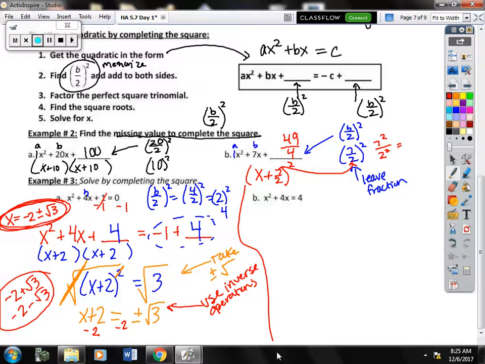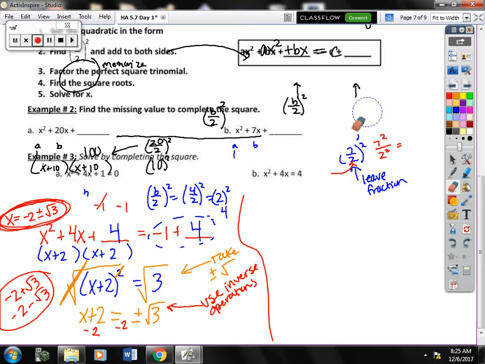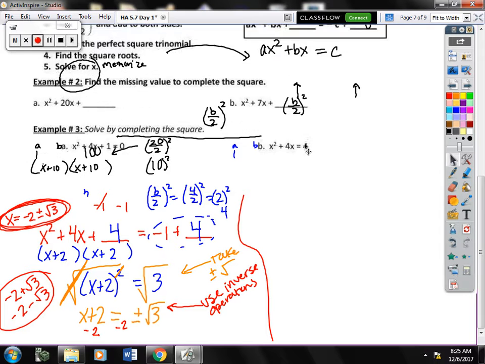So the next one, I kind of want to move this up so let me place this stuff to get myself some room.